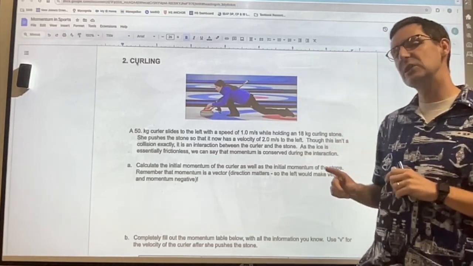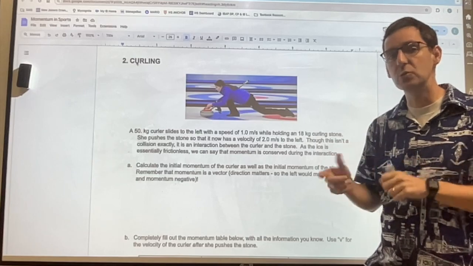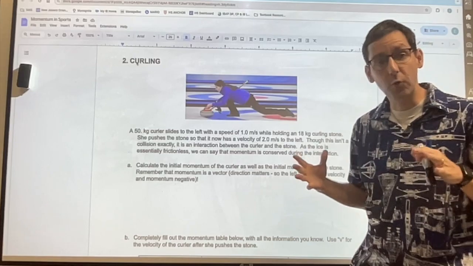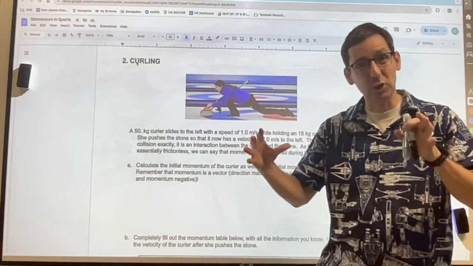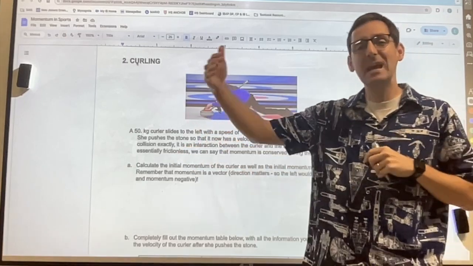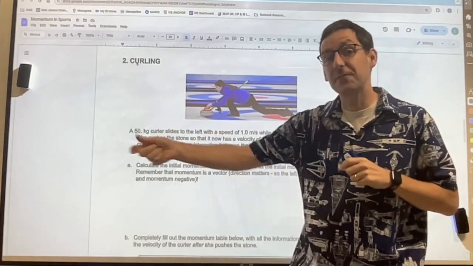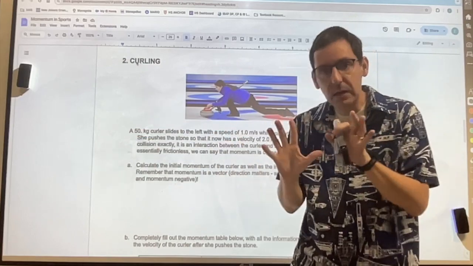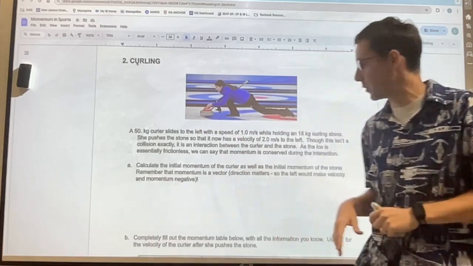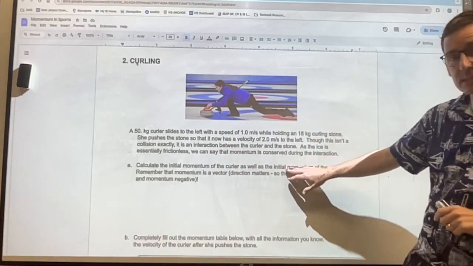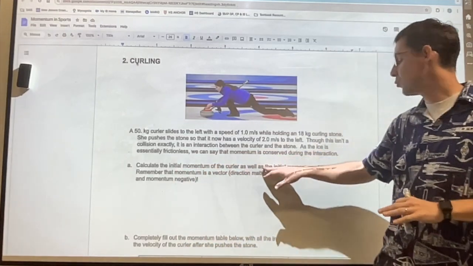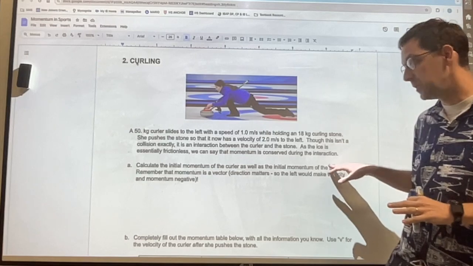Though this isn't a collision exactly, it is an interaction between the two. She exerts a force on it, it exerts a force on her. Therefore, momentum should be conserved. The momentum before she pushes the stone should be the same as the momentum after she's released it, assuming negligible friction for that moment. And it is on ice. There is very, very little friction. So the first thing it wants us to do, calculate the initial momentum of the curler as well as the initial momentum of the stone.